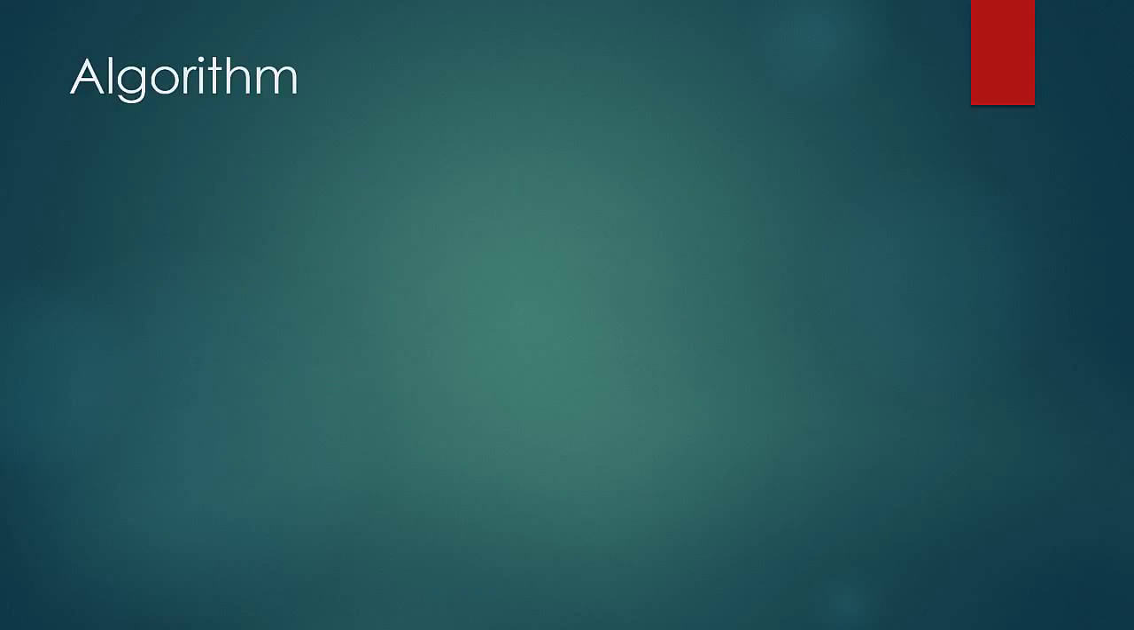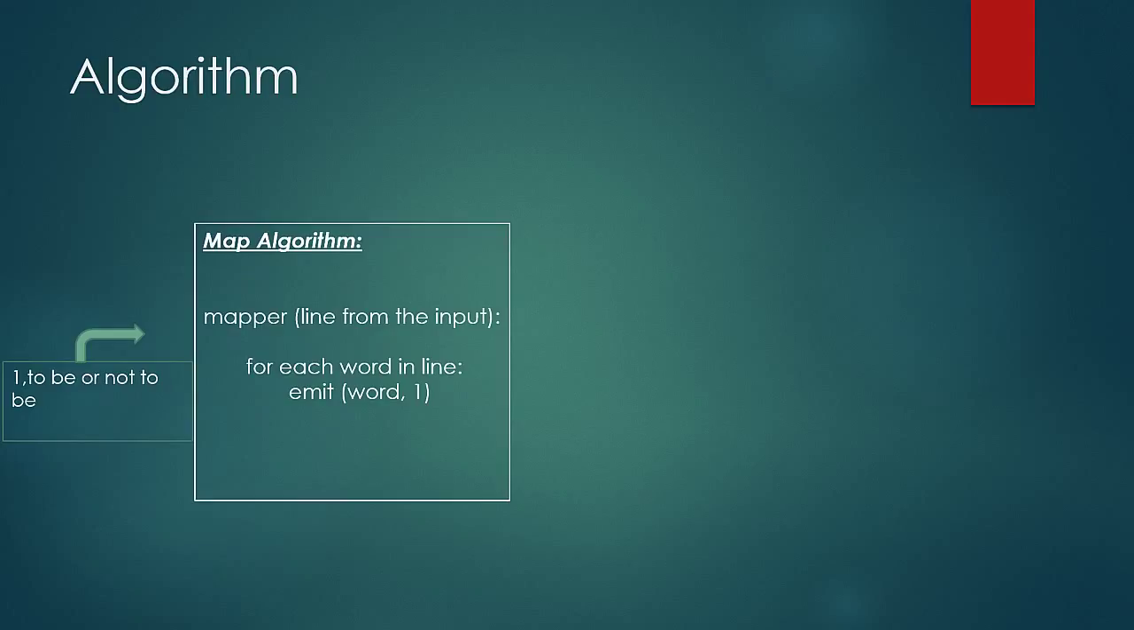So our map would receive the input record 1, "to be or not to be". Here 1 signifies the byte offset which is supplied by Hadoop. What our map algorithm would do is tokenize the input line into words and for every word emit (word, 1) as a key value pair. So the output would be (to, 1), (be, 1), (or, 1), (not, 1), (to, 1), and (be, 1). 1 would signify that the word has been encountered once.